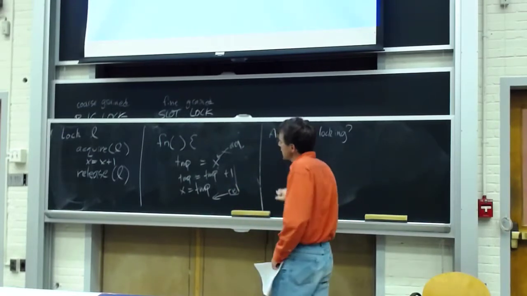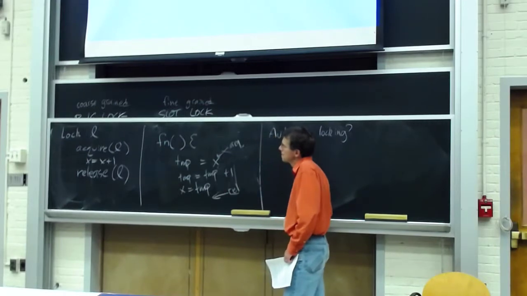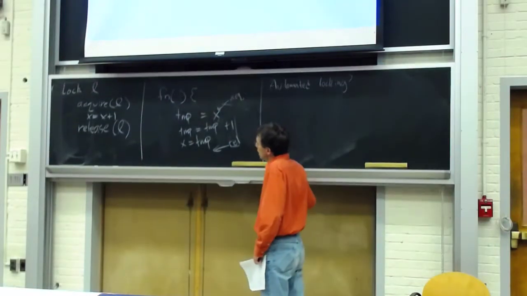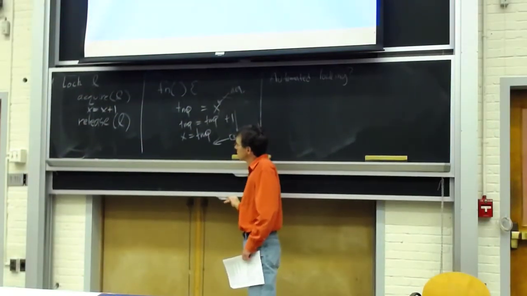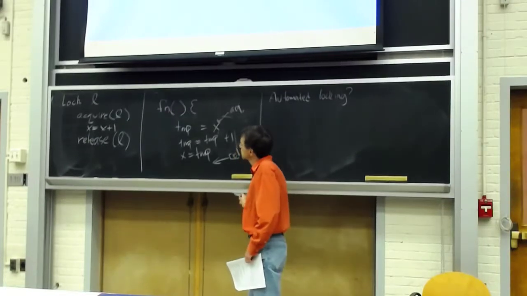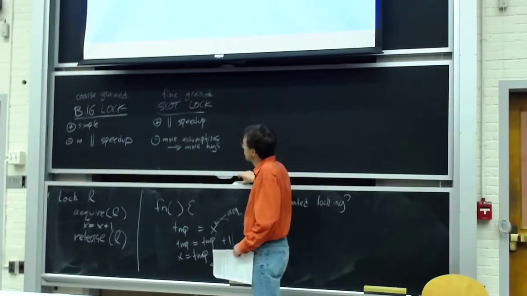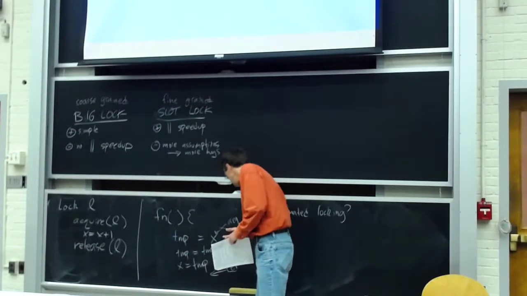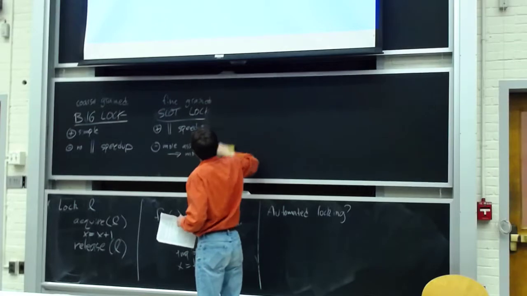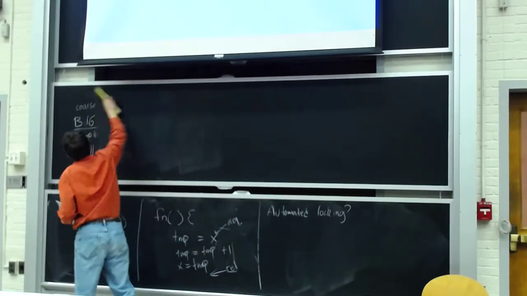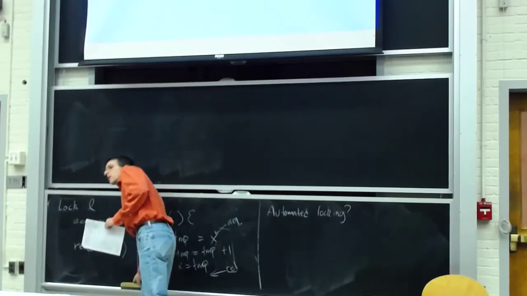So this is sort of a stupid example of why you probably can't have automated blocking. Let me give you a much more serious situation where how to put the locks in is really something that only the programmer can reason about.